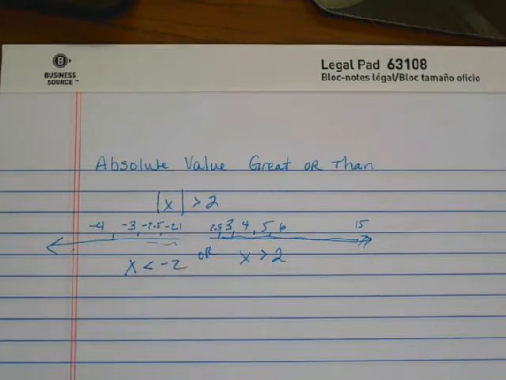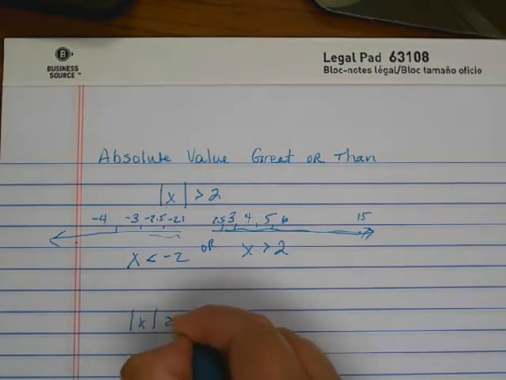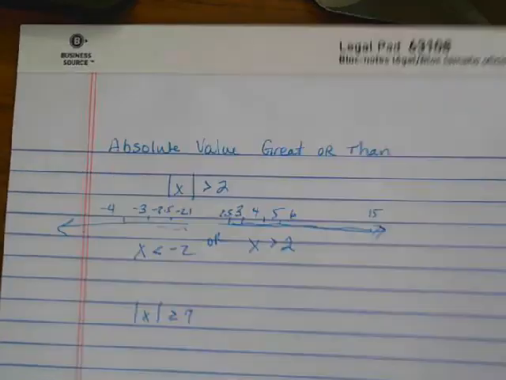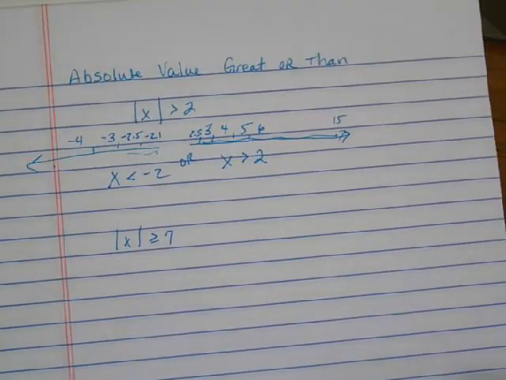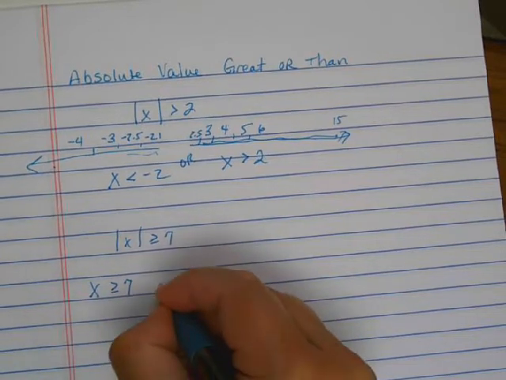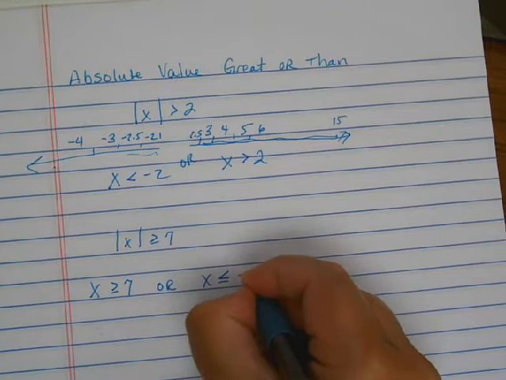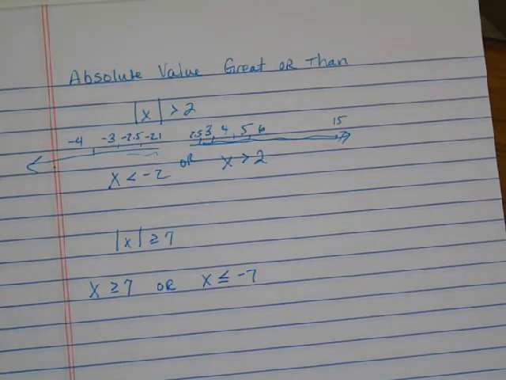So let's do an example of this one. If I had the absolute value of x is greater than or equal to 7. So in this case, all the numbers that work are the ones that are bigger than or equal to 7, or the ones that are smaller than or equal to -7, because that will take us both directions.